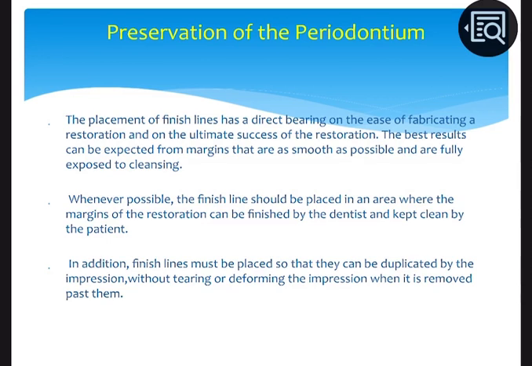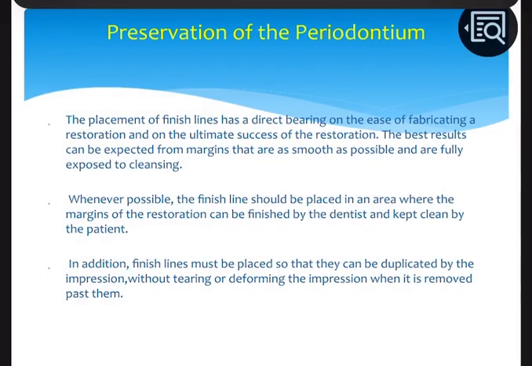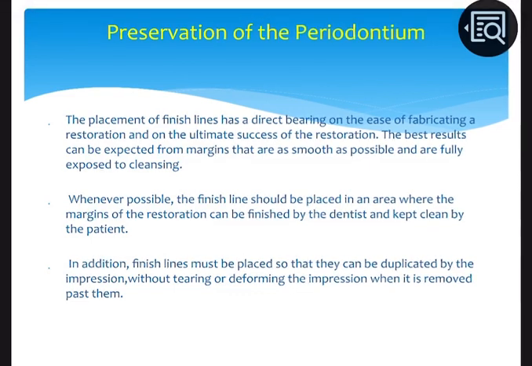The best one is the supragingival finish line, because it is very easy for the dentist to make, very easy for the patient to keep clean, and very easy for the dentist to examine in the follow-up visits. So there are a lot of benefits for the supragingival finish line. Supragingival finish line means that we make the finish line 0.5 millimeter above the gingival margin.